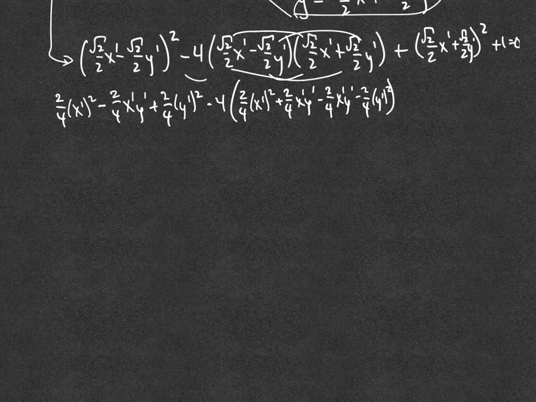Now in the next step, I'll have to use the distributive property. I'll have to distribute that 4 inside. But then I have another binomial squared, so that's going to be the first term squared, and then the first term times the second term times 2.